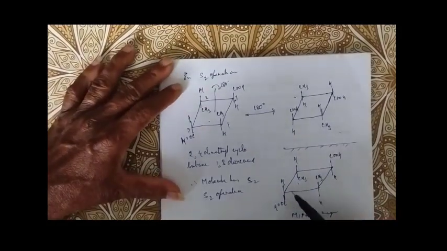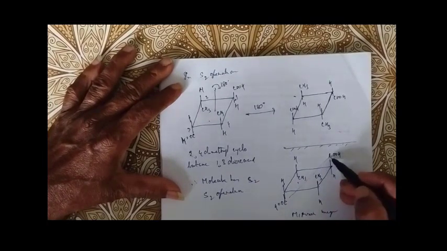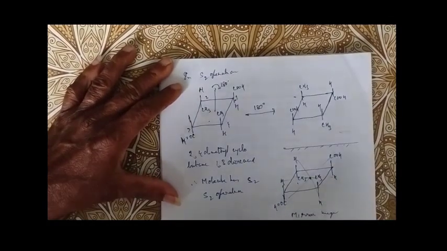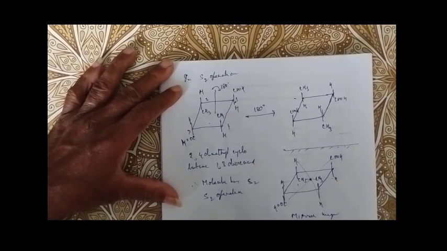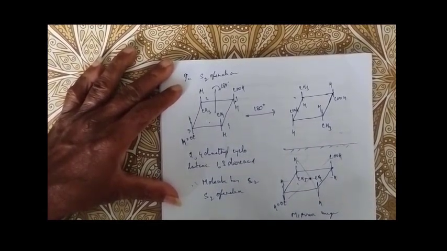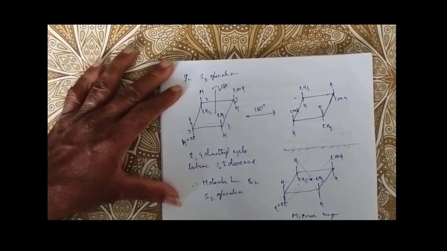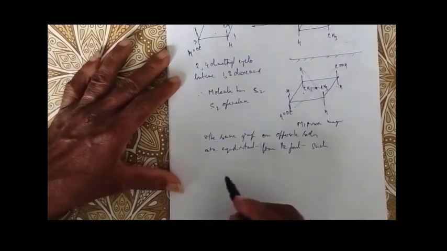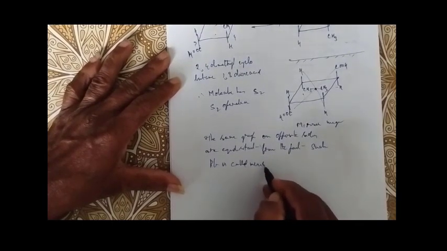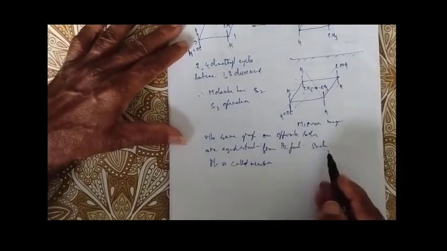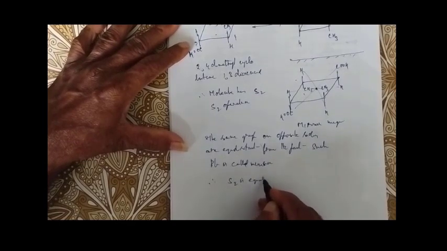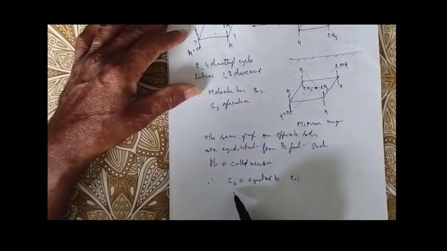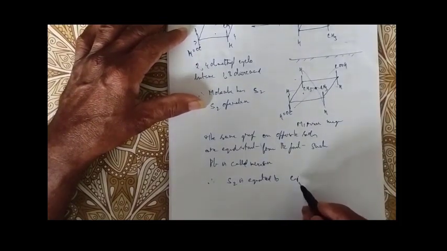Now imagine joining similar groups on opposite sides. So COOH is joined here, CH3 is joined here, hydrogens are joined here, and these hydrogens are joined here. Therefore, the same groups on opposite sides are equidistant from a point, and such a point is called the center of inversion. So here this molecule has the S2 operation and it has a center of inversion. Therefore, S2, the improper axis of rotation, is equated to Ci, that is, center of inversion.